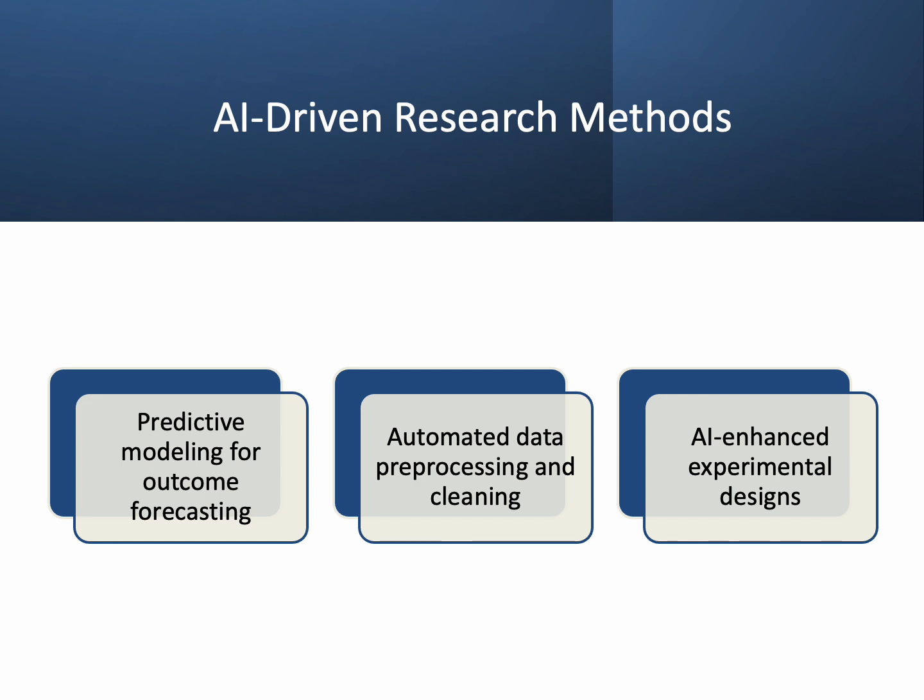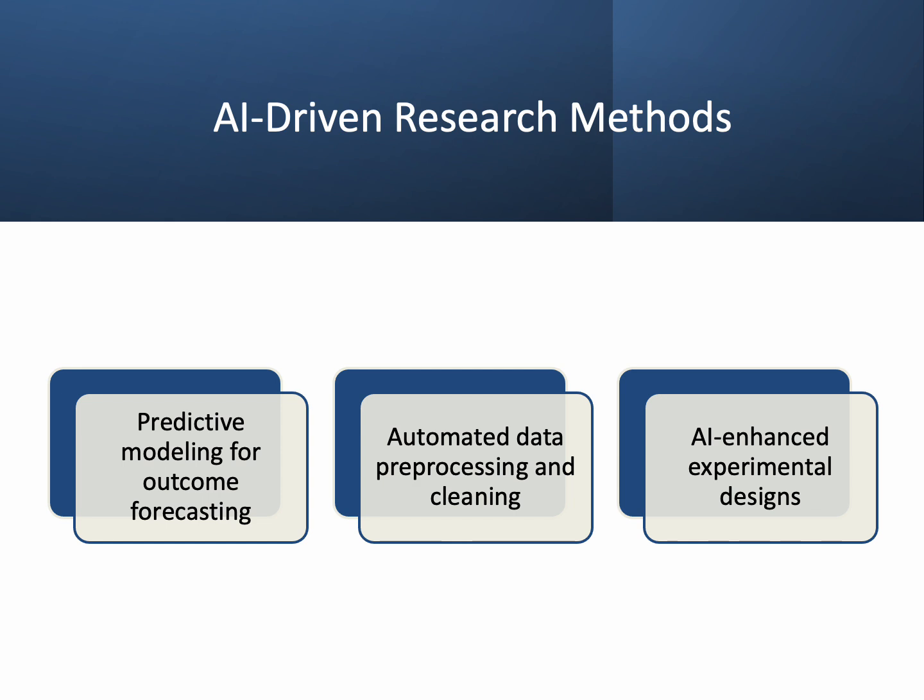Predictive modeling uses algorithms to forecast outcomes, such as predicting patient readmissions based on health data or employment outcomes based on social interventions. Automated data pre-processing and cleaning streamline research by handling missing values, outliers, or inconsistencies, ensuring high-quality data for analysis. For example, AI can clean hospital records or survey data, saving time compared to manual methods.